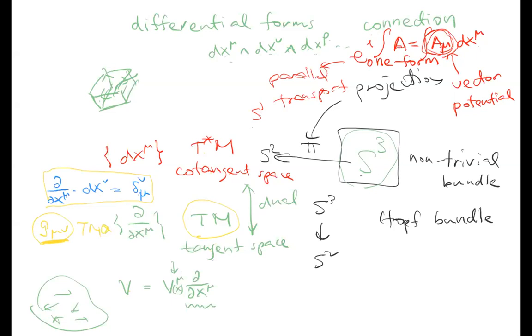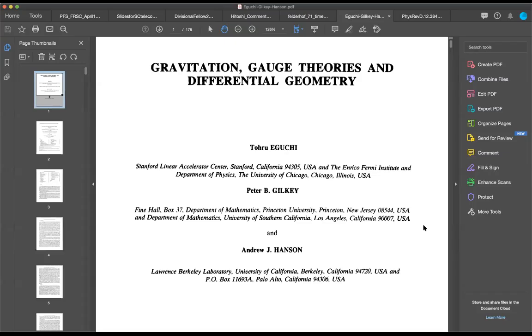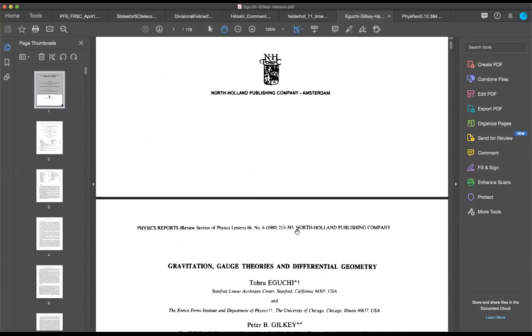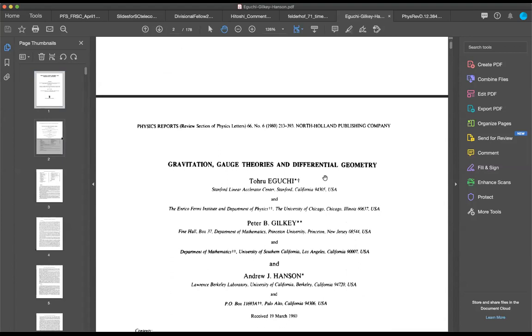And the one reference which I find very useful, which I actually studied quite a bit when I was back in grad school, is this paper, or review rather, by Eguchi, Gilkey, and Hanson, published in Physics Reports. And here's the citation, Physics Reports 66, 213, back in 1980. And the title is Gravitation, Gauge Theories, and Differential Geometry. I think I can place this paper together with Wu and Yang's paper among the files and in the course materials, so you can download them wherever you are.